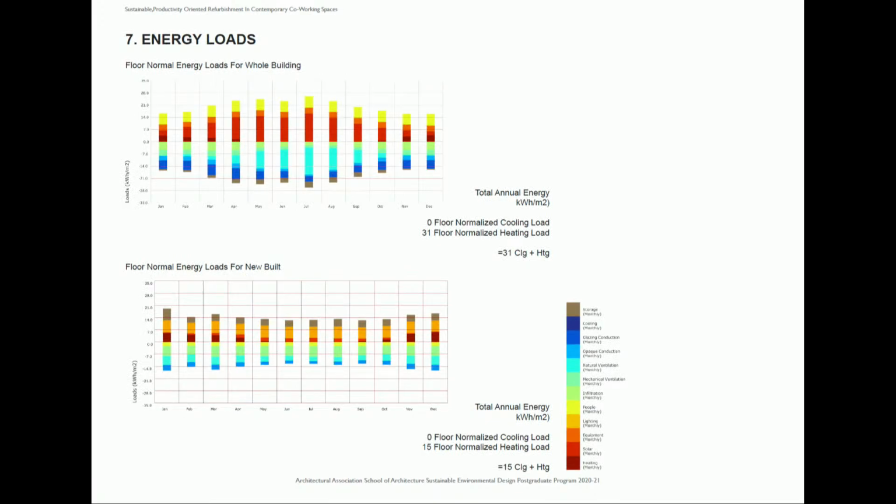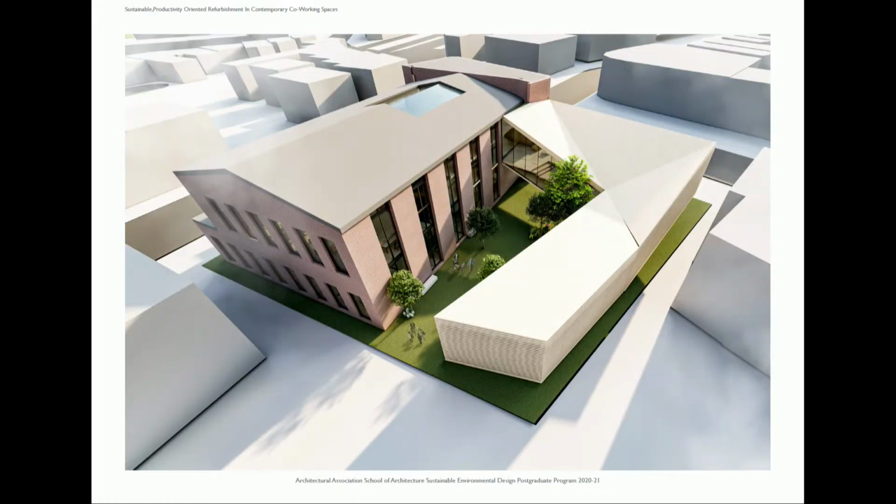And lastly, I wanted to check the energy loads. So I checked the energy loads of the whole building and of the new building separately, because the new built building can achieve better results, so I wanted to check it separately also. And as you can see, the new built building has 15 kilowatt hours of annual energy loads, floor normalized, while the whole building has 31 kilowatt hours. And this is the final end result.